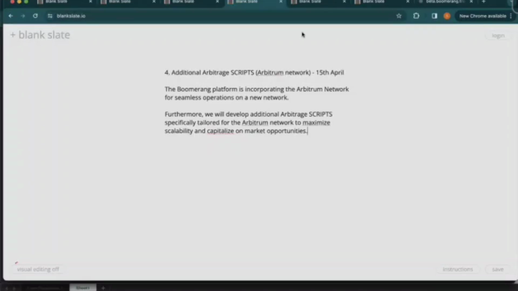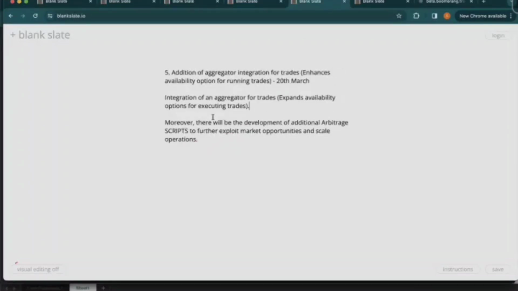And then we have the addition of aggregator integration for trades. That means the new script that we spoke about in the last couple of weeks. When you select the asset, you select the ticket size, and then you run the scripts, and these scripts fetch the market opportunities for you, and then you manually select the alternative pair, and on the basis of those pairs, you will be able to find leverage in mispricings, that is arbitrage. Okay, so this will be delivered on 20th March.